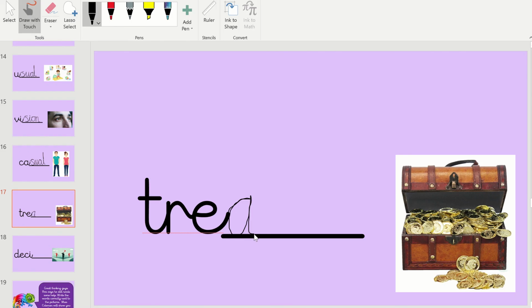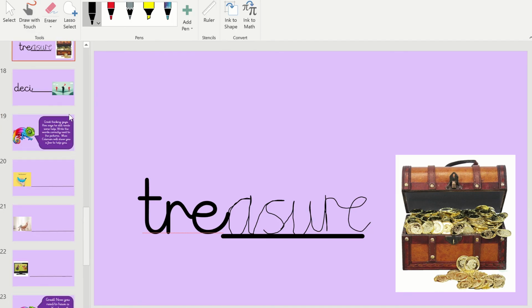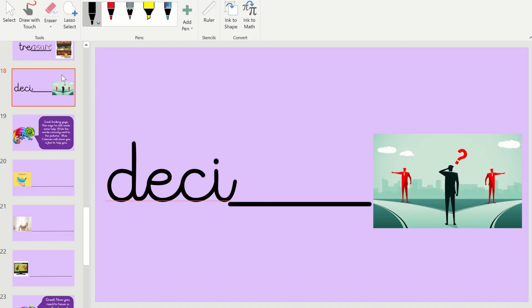Right. I've just told you what it is, haven't I? Okay, treasure. So this one is the E and an A. And then there's the zh. Oh, that's an S on its own. Treasure. And that is a trigraph, U, R, and an E. Okay, treasure. Right, have a look at this one. See if you can remember what the word is that matches this picture.